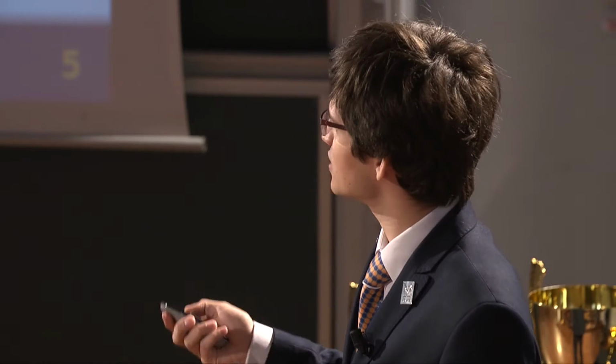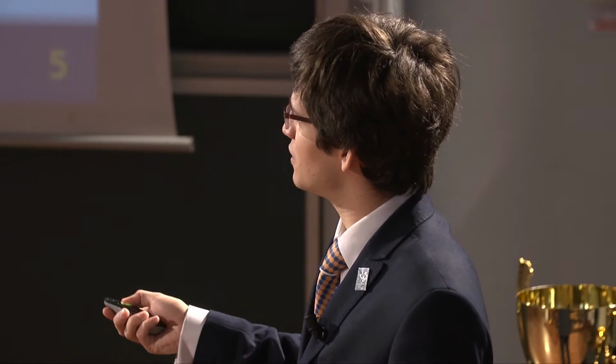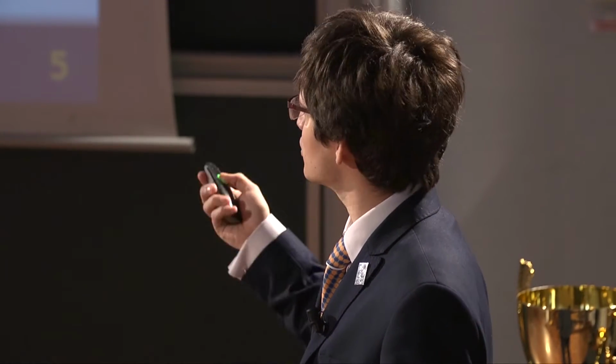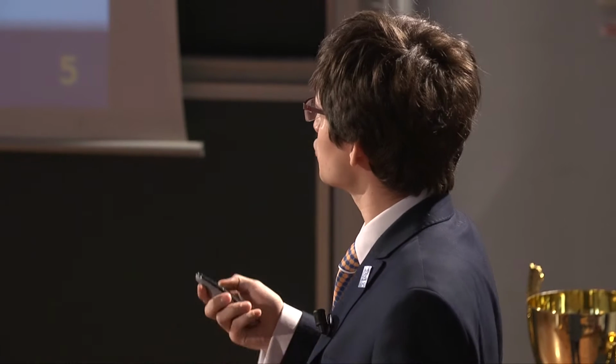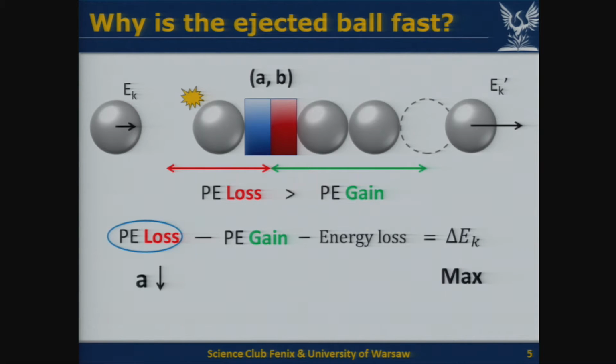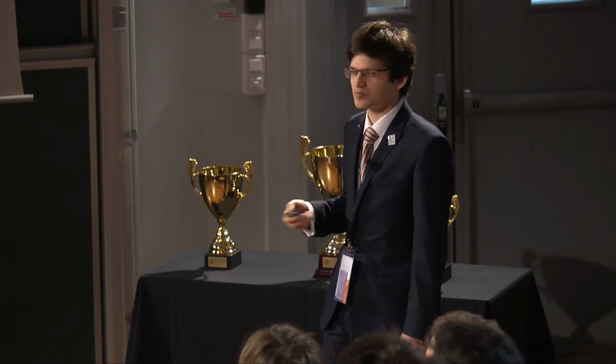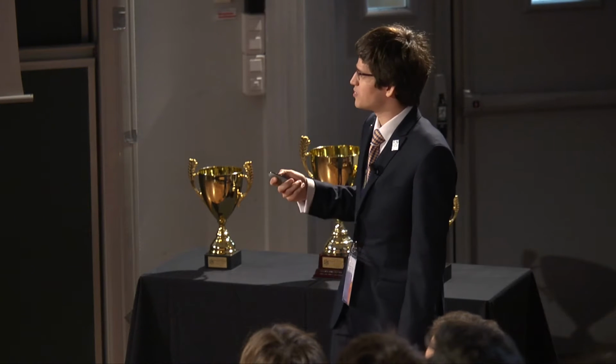And we can write the balanced energy equation, including energy loss, gain, and energy losses, for the difference in kinetic energy. We are to maximize this value. Therefore, we think that we should minimize the number of balls before the magnet, maximize the number of balls after the magnet, and the total number of balls should be small in order to minimize the energy losses. Therefore, we conclude that the parameter A should be 0 and B should reach some optimal value.